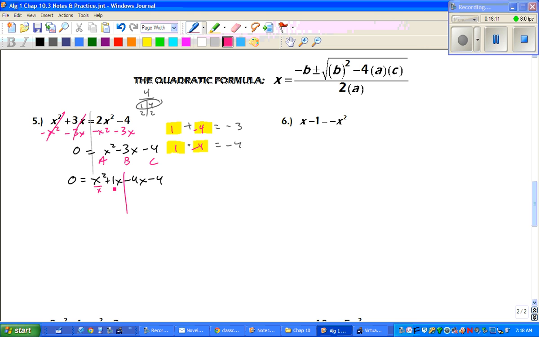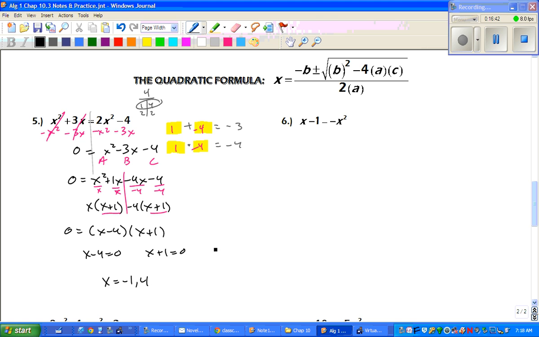Split the middle term. Take out the GCF of both terms. You get x plus 1, -4, and you get x plus 1. So our little check right there works. 0 equals x minus 4, x plus 1. Set each one of those equal to 0, and we get that x equals -1 and +4.